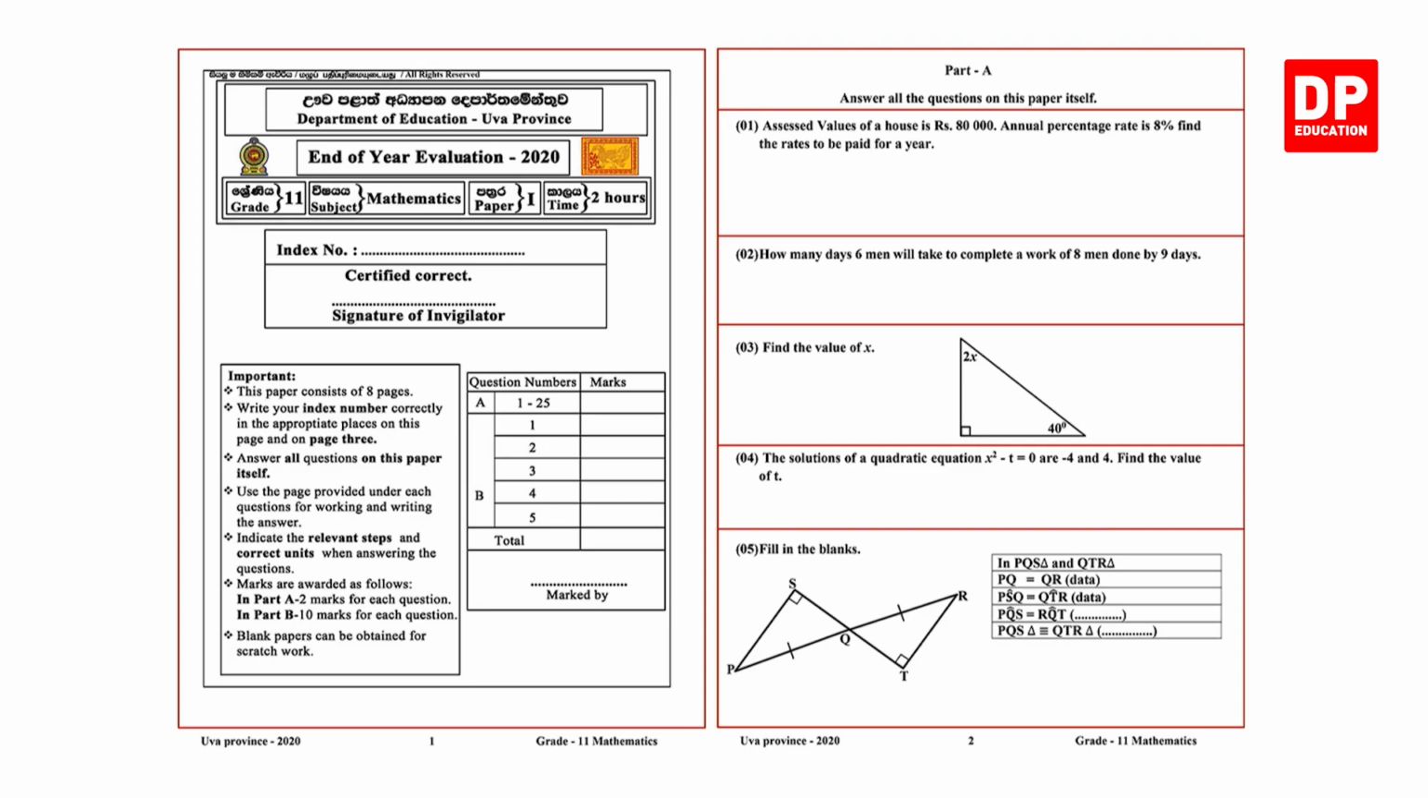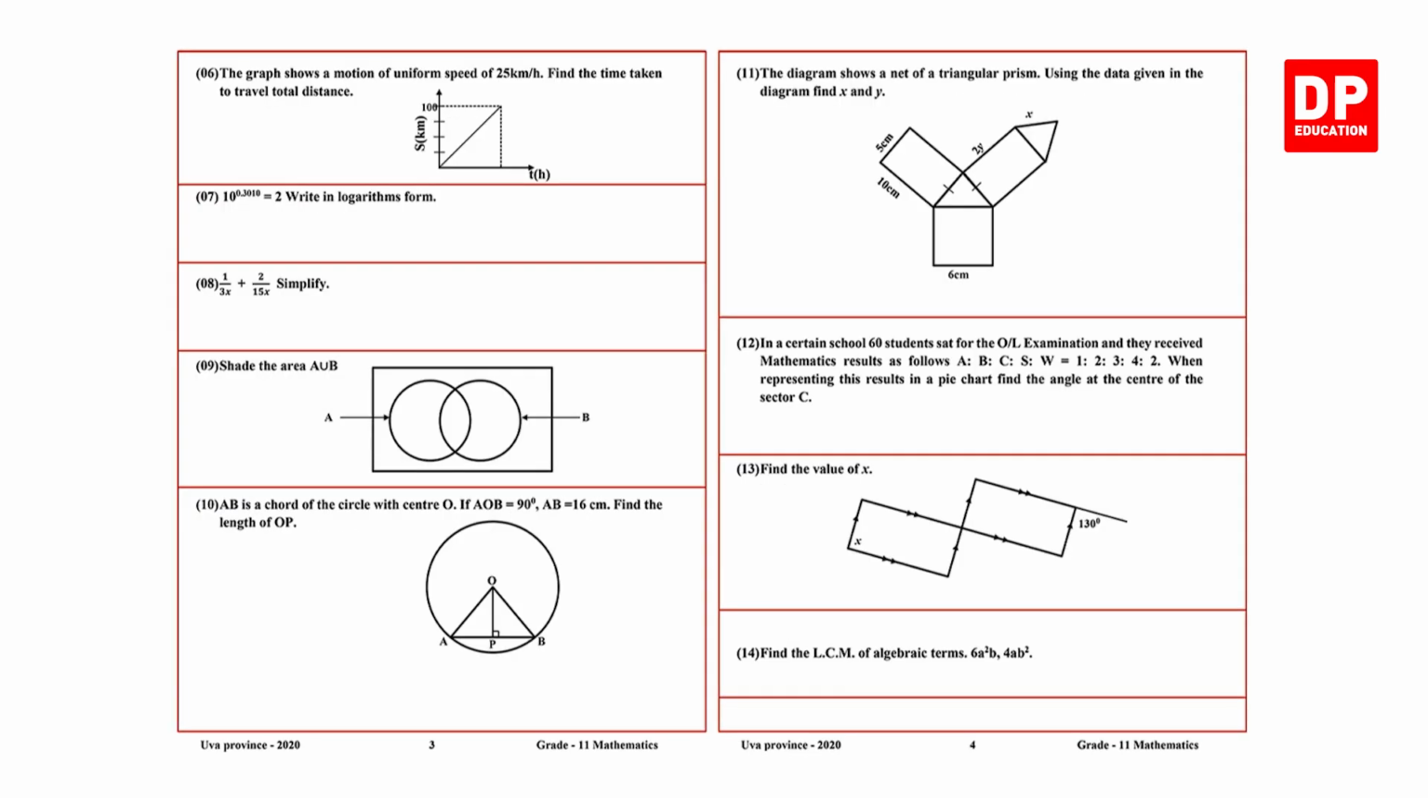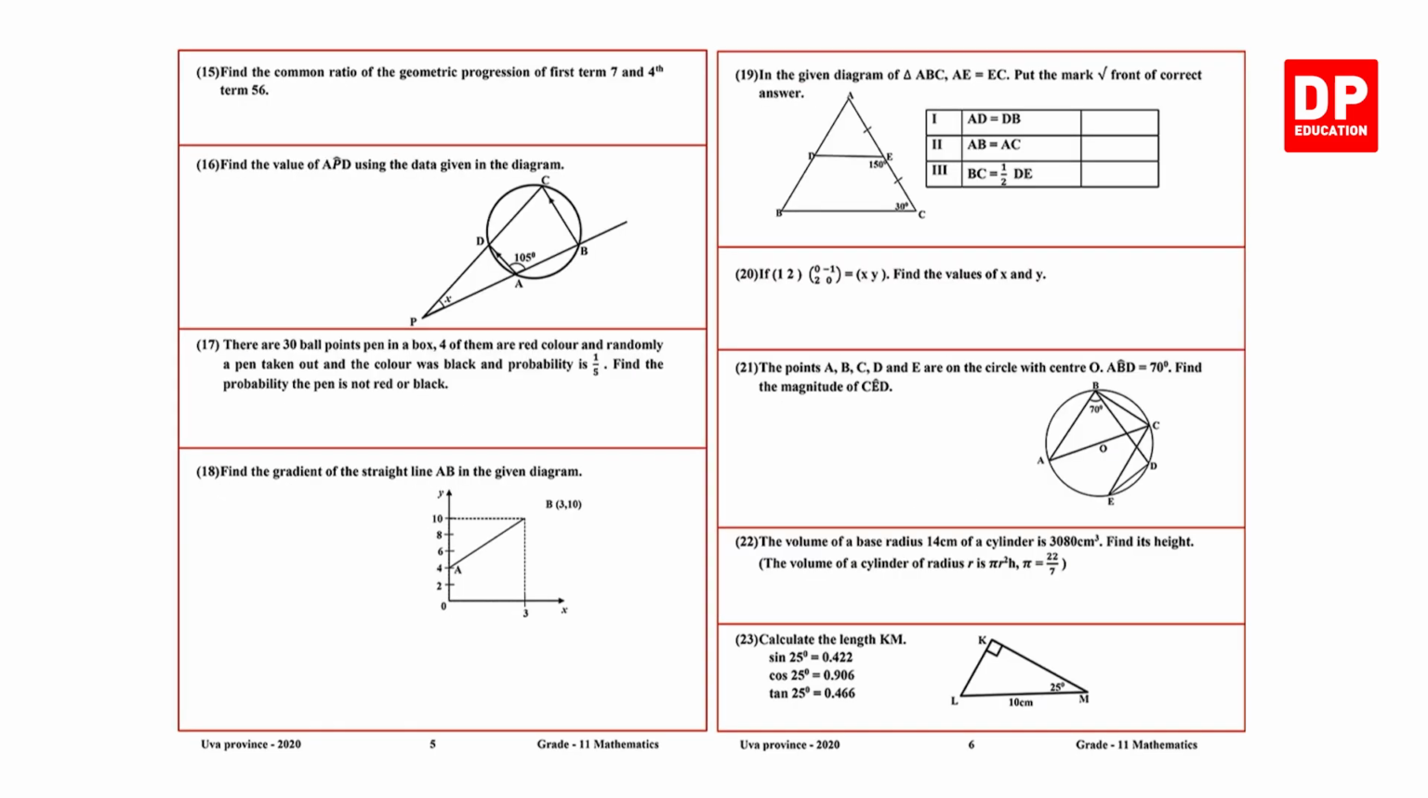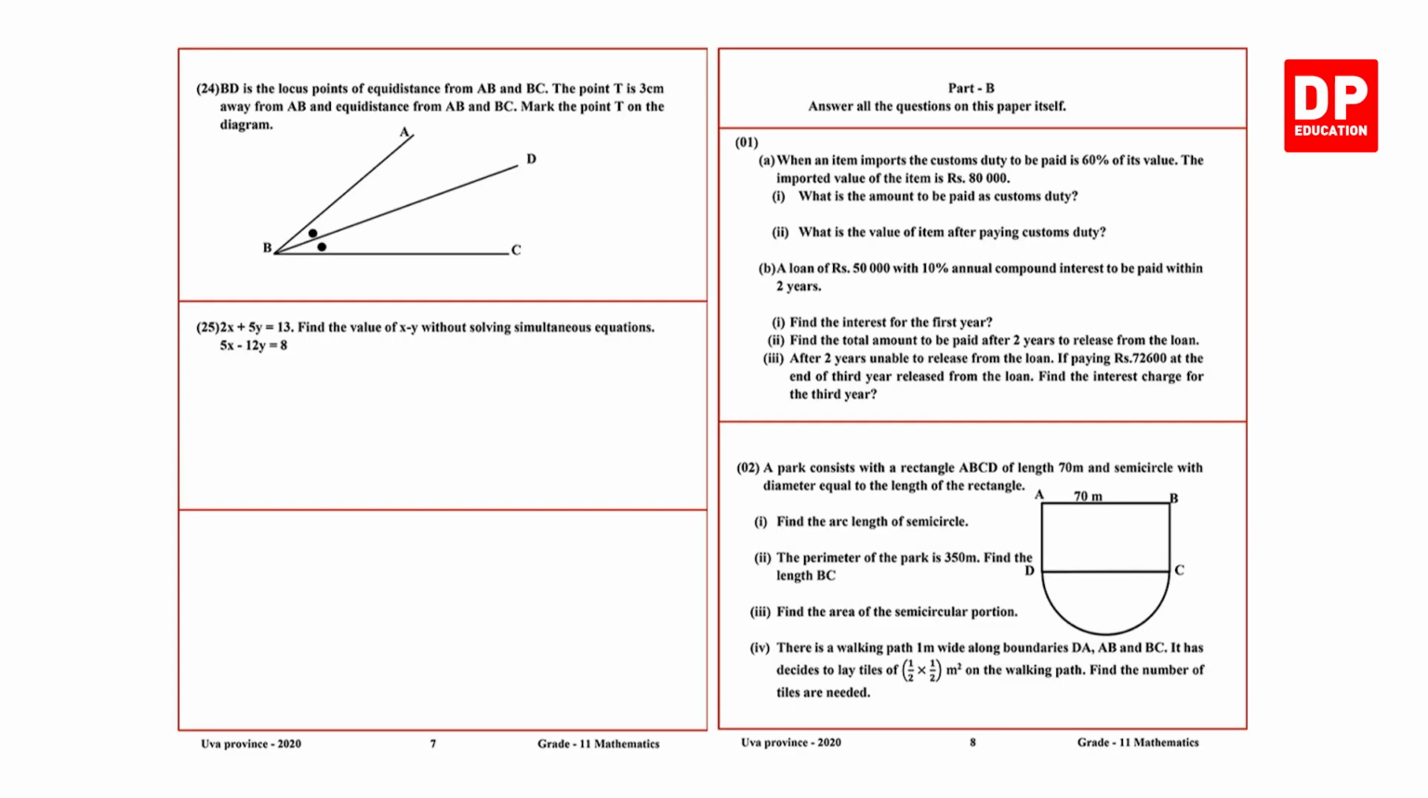On the first page you get questions 1 to 5. Then you get 6 to 10. Then 11 to 14. Questions 15 to 18 and then 19 to 23, 24 and 25. Then you get the Part B questions.